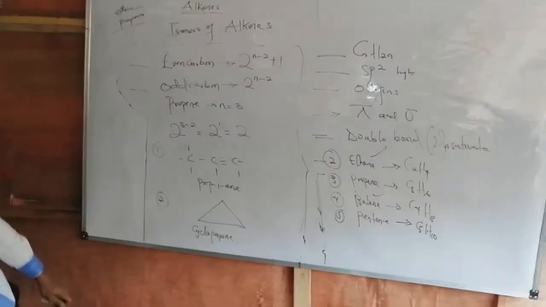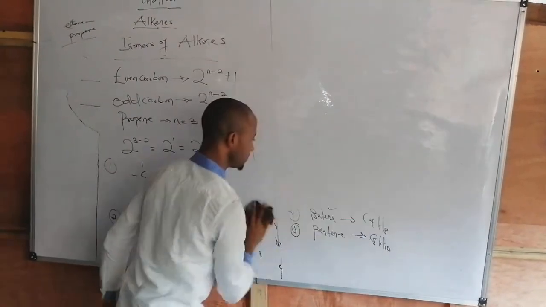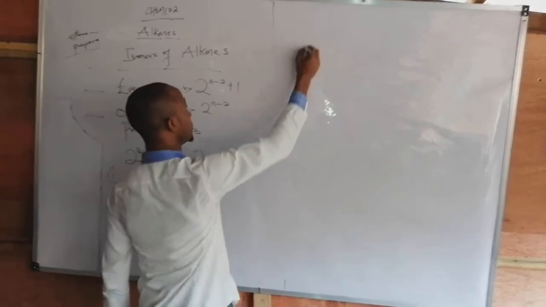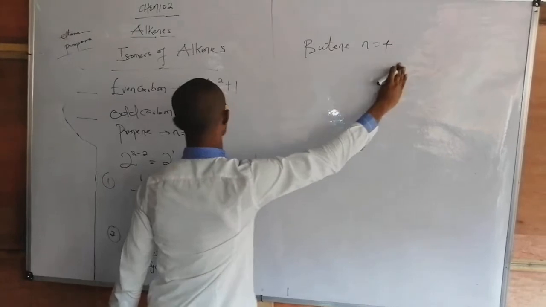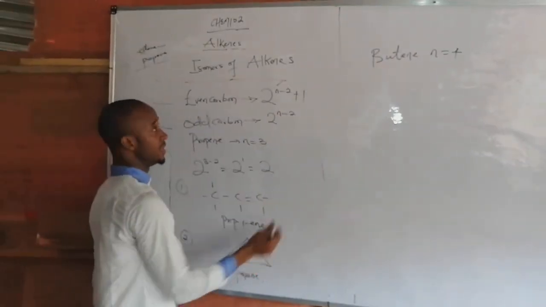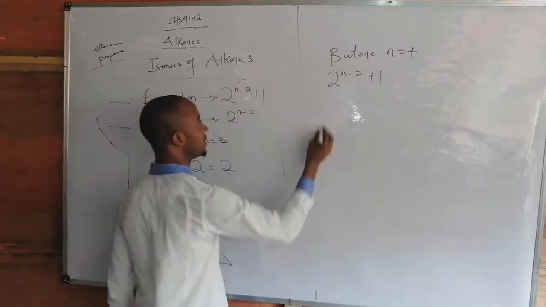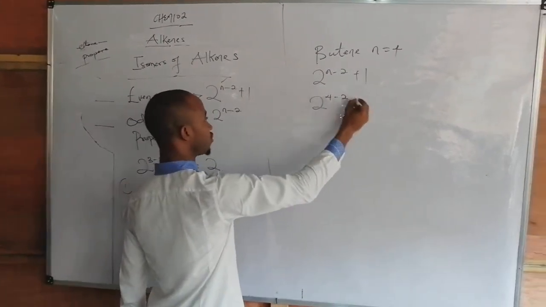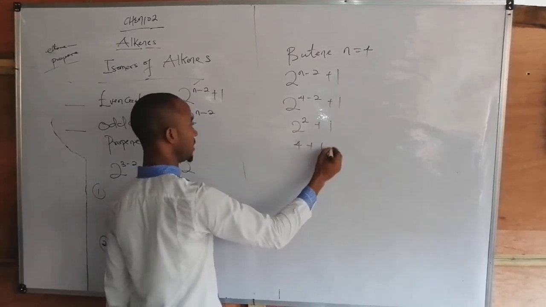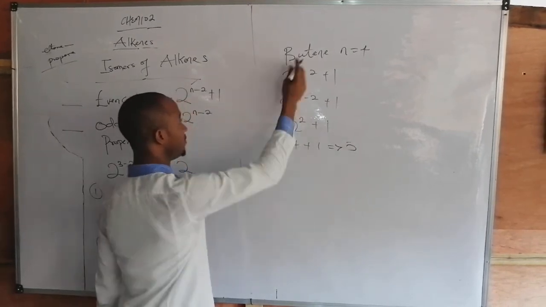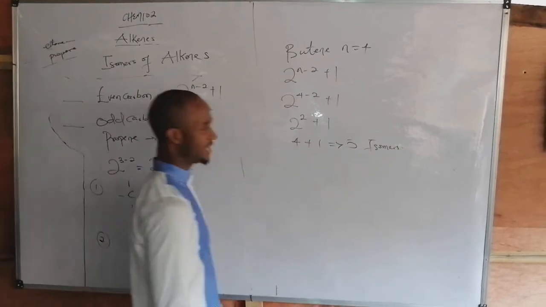Now number 2, let's see that of butene. Butene is when n is 4. This falls under even carbon. For even carbon we say 2 raised to the power n minus 2, plus 1. So we have 2 raised to the power 4 minus 2, plus 1, which is 2 raised to the power 2 plus 1, which is 4 plus 1. Our answer is 5. So butene has 5 isomers.